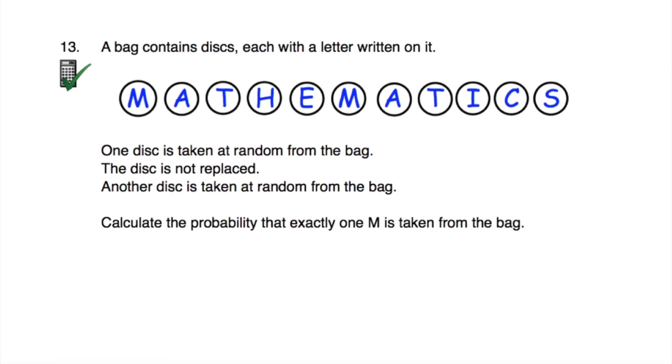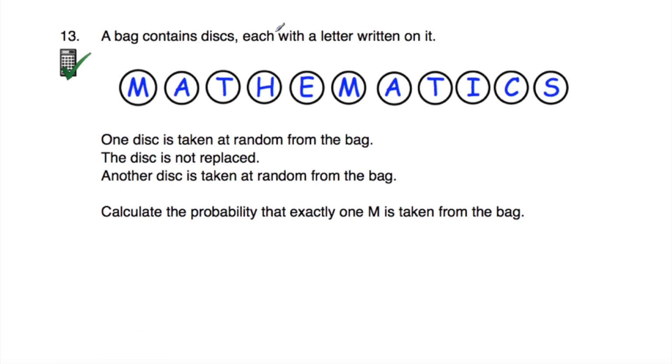Okay, question number 13. We've got these discs that have got letters on them and they spell mathematics. And one disc is selected at random from the bag. The disc is not replaced, and then another disc is selected at random from the bag. So in other words, 2 discs are taken at random from the bag, but obviously one's taken out and then another one's taken out. So it's going to be a conditional probability question. And the question says, calculate the probability that exactly 1 M is taken from the bag. So we want to find the probability that exactly 1 M is selected from the bag.